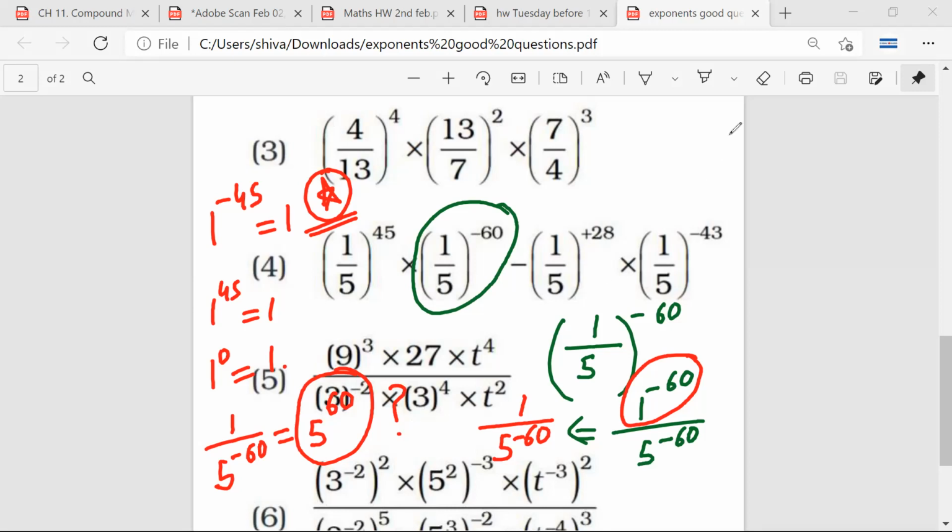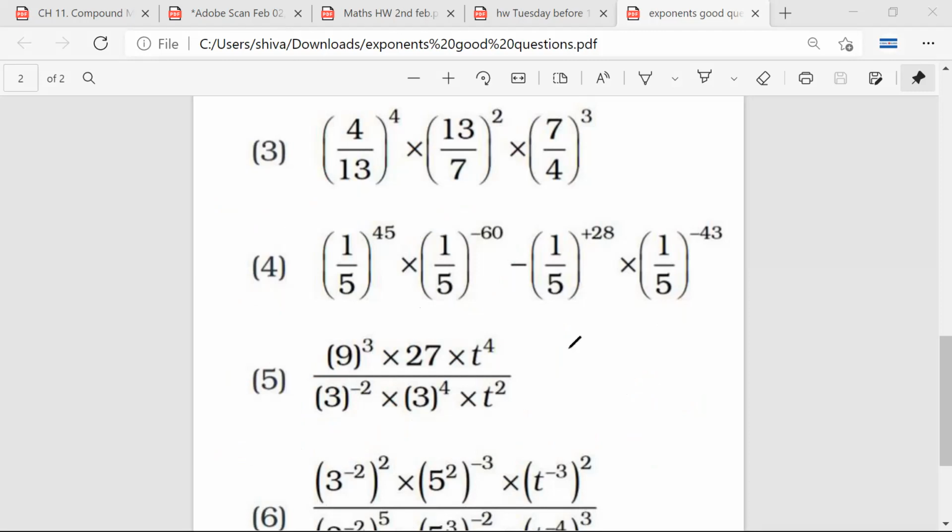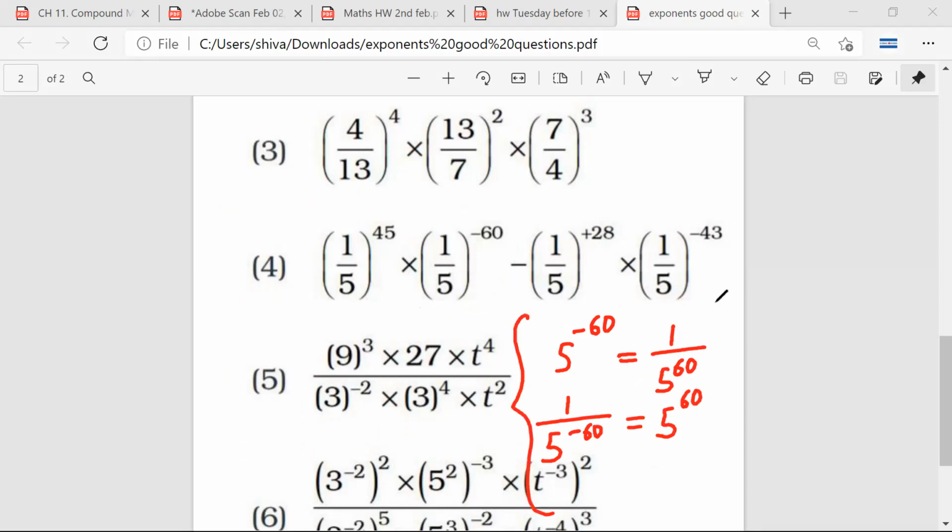See, what I'm trying to tell you is that whenever I meet 5 raised to power 60, I can write this as 1 upon 5 raised to power minus 60. And whenever I meet 1 upon 5 raised to power minus 60, I can write this as 5 raised to power 60. If anybody has a doubt, please discuss this in detail. Any doubt? No, sir.